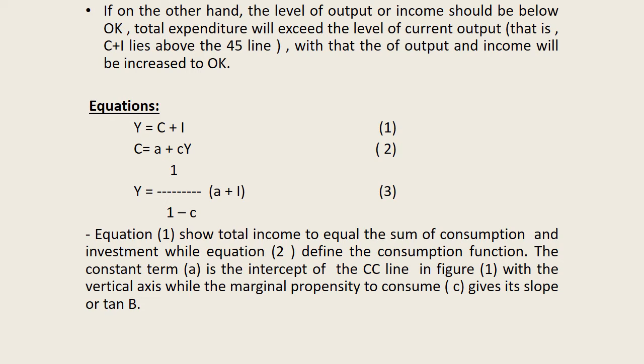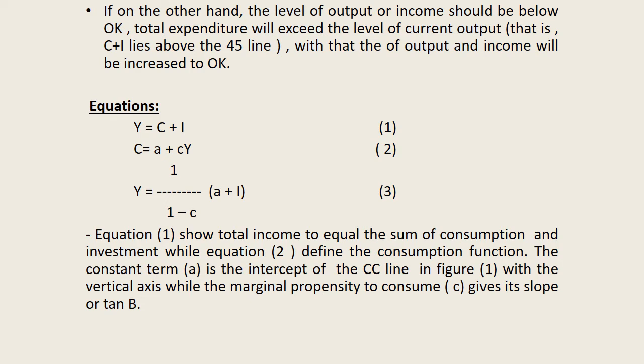These models can also be expressed in mathematical form. The models have three equations. The first equation is Y equals C plus I, where Y is income, C is consumption, and I is investment. The second equation is the consumption function. The consumption function is C equals a plus cY, where C is consumption, a is a constant which represents the intercept, and c represents the marginal propensity to consume, Y is income, and c represents the slope of the consumption function.